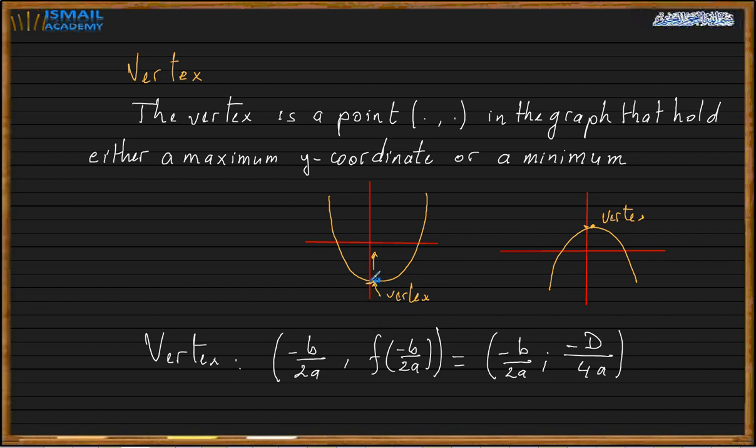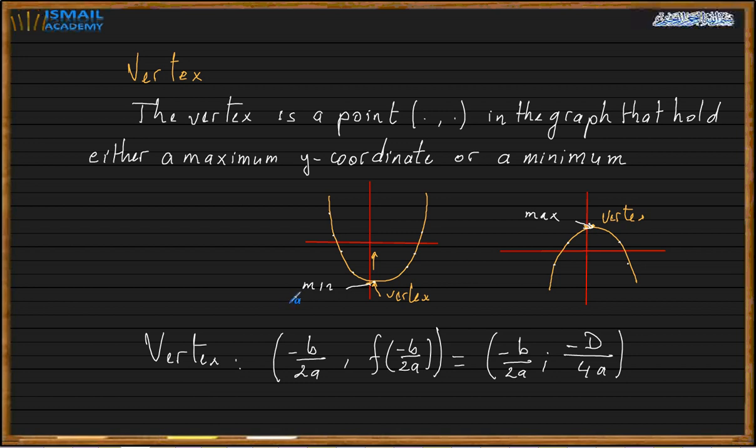So the vertex can be either a max or a minimum point. Look here, it's a minimum point, or it is a maximum point. Any point I pick on the graph here is always above that point. Any point I pick on this graph is below that point. This is the maximum point, and this is the minimum. So the vertex can be either the maximum point or the minimum.